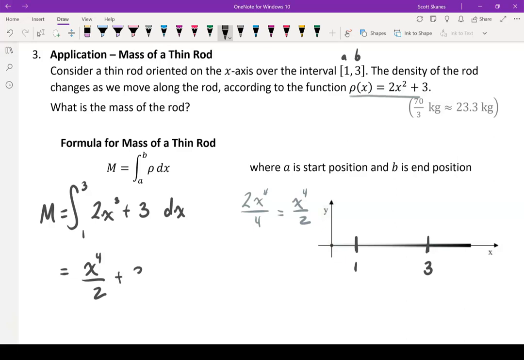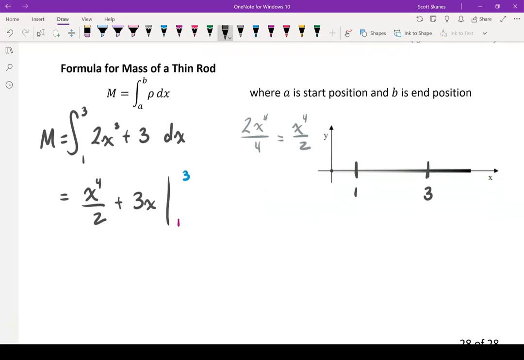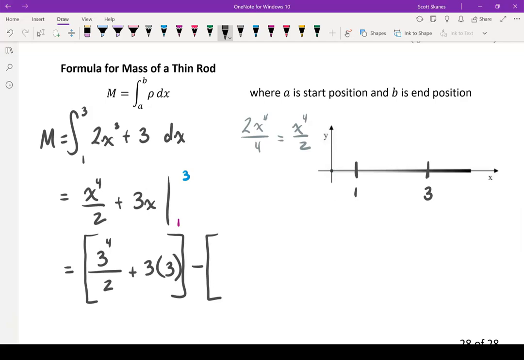And plus 3x evaluated from 1 to 3. And let's go ahead and give them some colors, just to end it on a fancy note. So I'm going to put in 3s, I'm going to put in 1s. There's no 0 here, which means nothing's going to disappear. And see what I get. So this is 3 to the power 4 over 2, plus 3 times 3. I've got two terms, which is always safest to put in square brackets, minus, definitely a good idea to put square brackets when you've got a minus here.